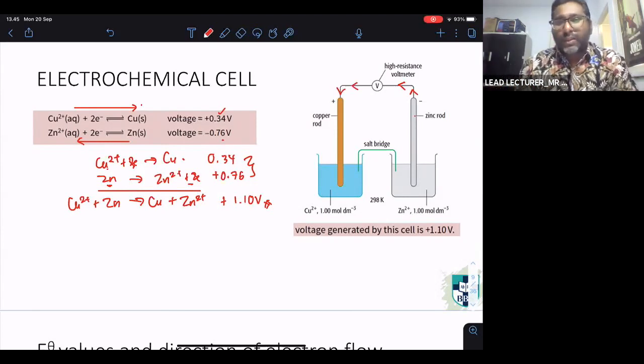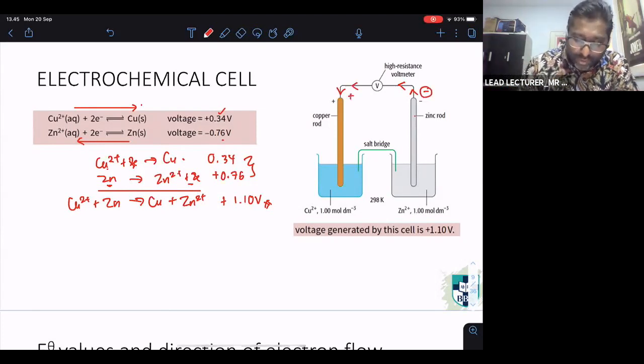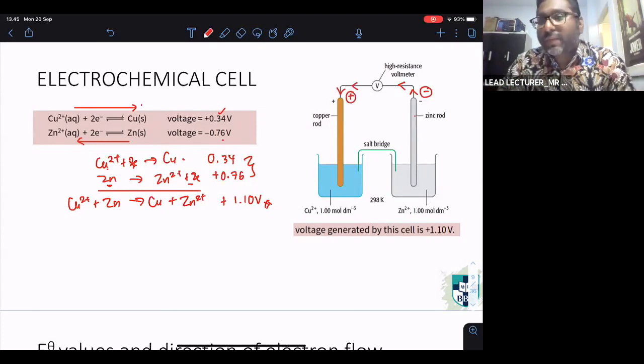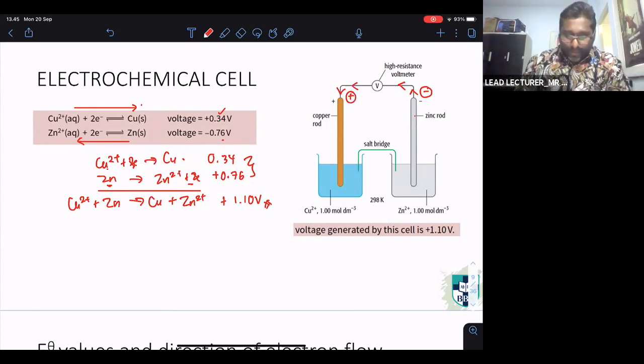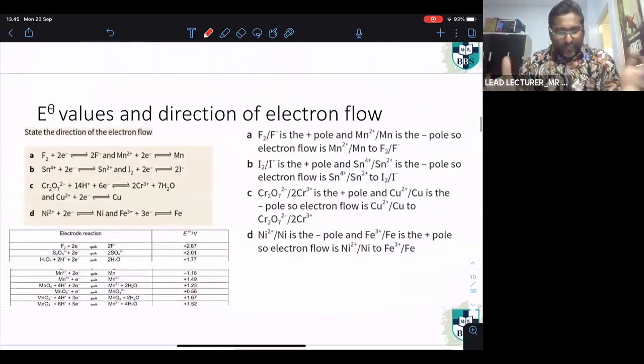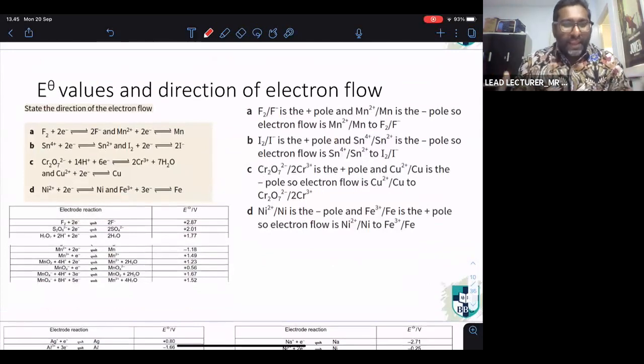So zinc automatically is going to become a negative terminal. This is going to become automatically a positive terminal. So you need to remember this as well. Now, if I move on, this is going to be an extension to it.